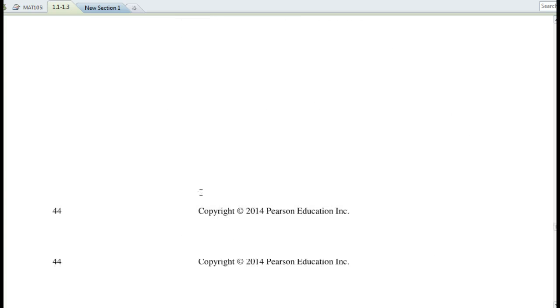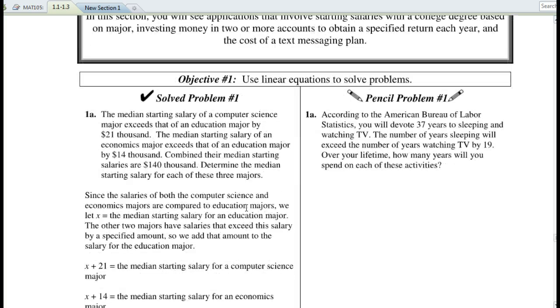Okay, that's 1.2. One more section left. This one's just one problem, but it's a bunch of different kind of word problems, which everyone loves, I know, but I think they're kind of fun. So really the thing is, you kind of want to deconstruct these problems. I like to go a little bit out of order, because the last sentence normally gives you what you're looking for or what you want to set your variable to. So it says, over your lifetime, how many years will you spend on each of these activities? In this case, number of years sleeping and number of years watching TV.